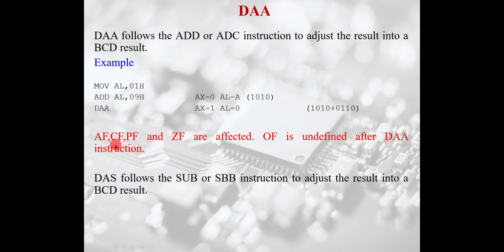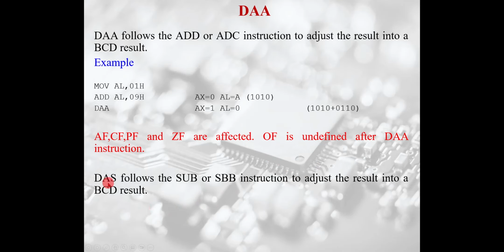In this case, the auxiliary flag, carry flag, parity flag, and zero flag are affected, and the overflow flag is undefined. So you should not worry about the overflow flag. This really doesn't mean an overflow has happened. There is no overflow actually. It is only that the data present is now decimally adjusted into 2 registers. That's the reason it is undefined. It doesn't mean an actual overflow has happened.